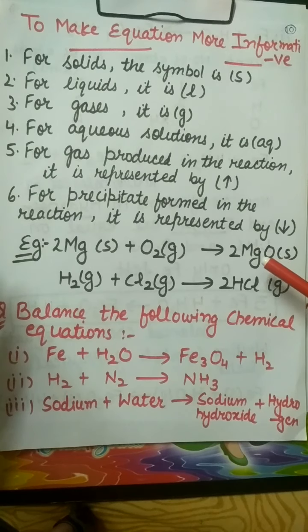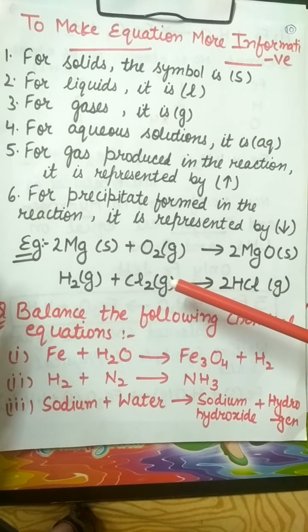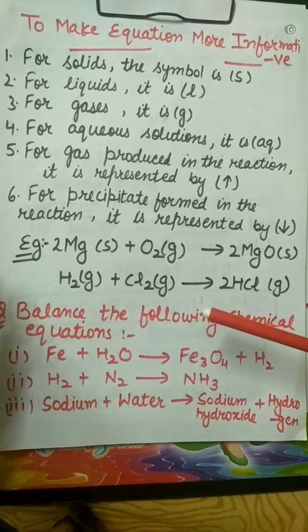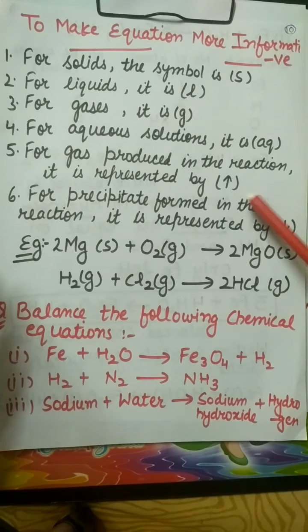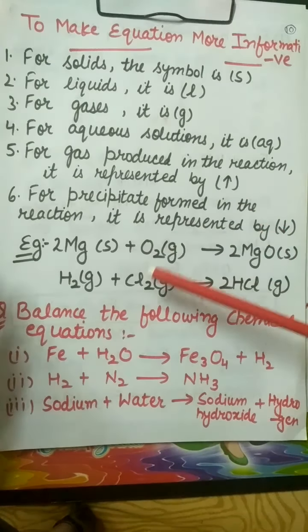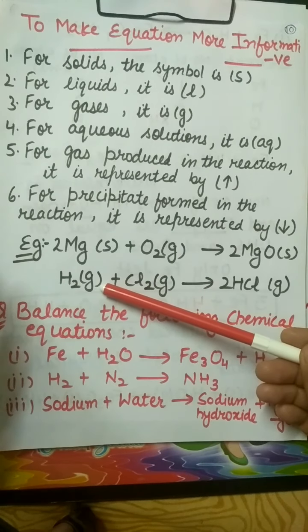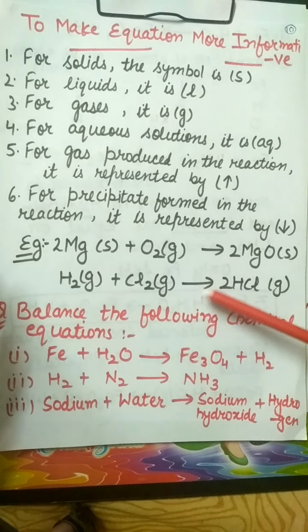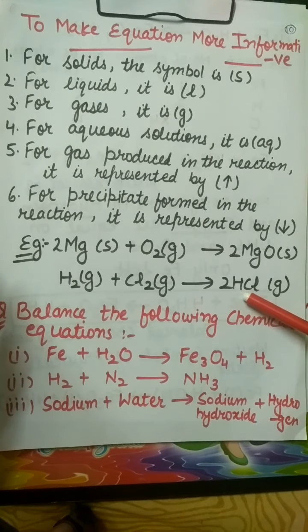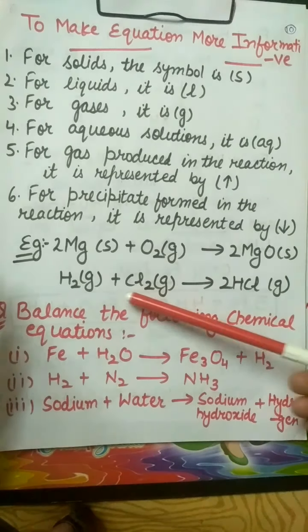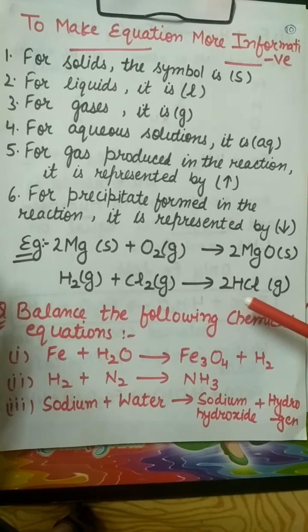And when you write the equations, you have to mention whether it is solid, liquid, gas, aqueous, or if any precipitates are formed, you have to make an arrow like this, or if gas is produced, you have to make an arrow like this. In the second one, you can see that hydrogen is gas, I have written G. Chlorine is again gas. So HCl, that is hydrochloric acid, which is formed, is again in the gaseous form. So I have mentioned these states in order to make the equations more informative.